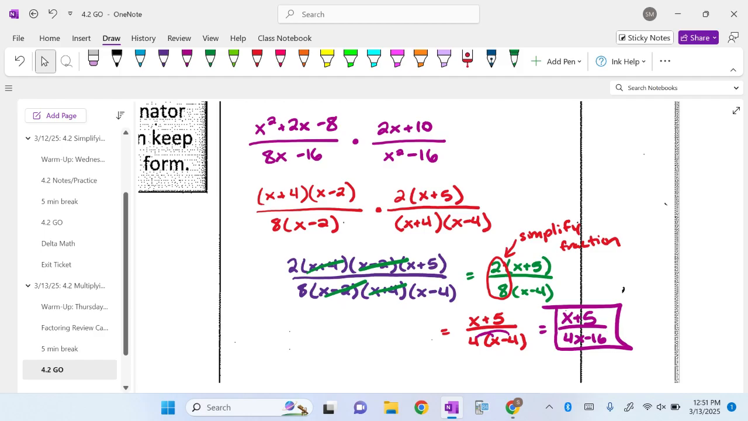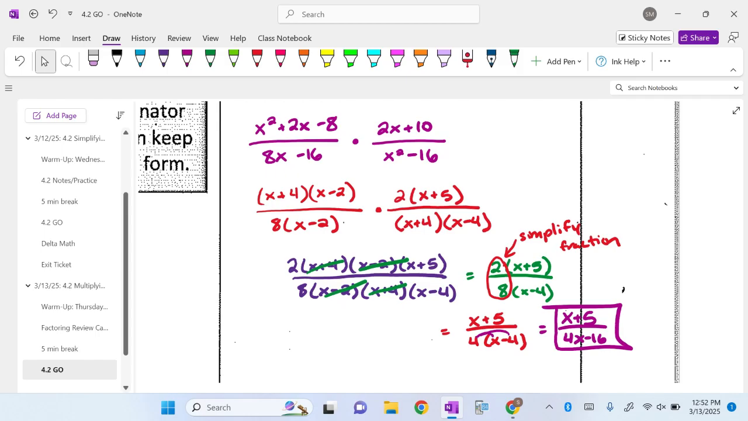So when you cross them out, there's an x plus 4 on both sides of the fraction bar. There's an x minus 2 on both sides of the fraction bar. All right. So I got 2 times x plus 5 times 8 times x minus 4. That's what I have left. Now, I saw a lot of you get to here. And some of you went ahead and started distributing back.